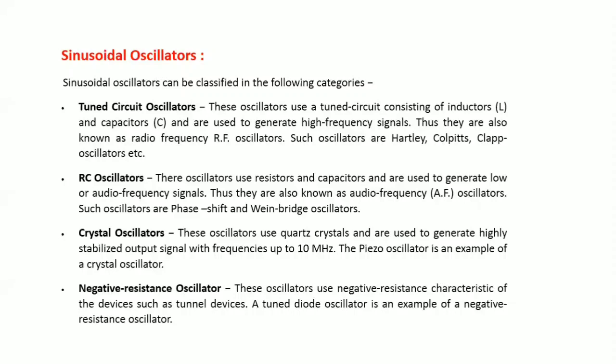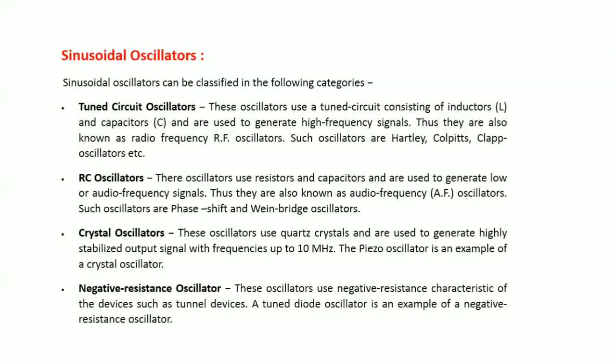The second type of sinusoidal oscillator is the RC oscillator. This oscillator uses resistors and capacitors as the basic components, and basically they are used to generate low frequency signals. Because of that, they are also called audio frequency oscillators. Such oscillators are subclassified as RC phase shift oscillators and Wien bridge oscillators.